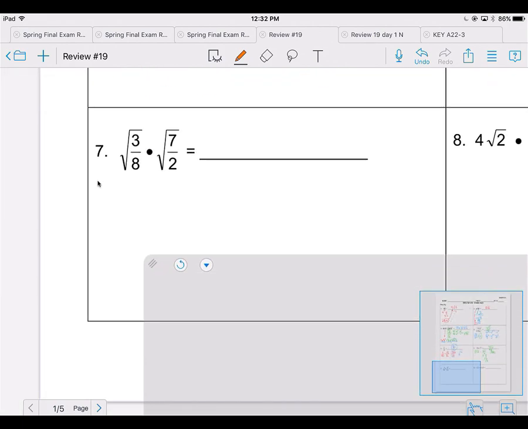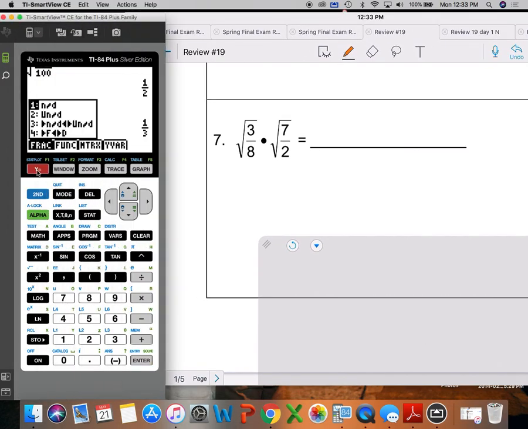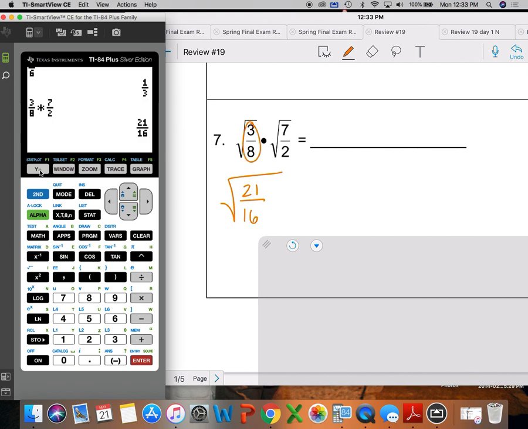Now, problem 7 was one of the most missed ones on the quiz. This problem, we type in the square roots and it doesn't work nicely. However, what most people didn't think to do is see if you can do the multiplication inside without the square roots. So when I type in 3/8 times 7/2, that simplifies to the square root. I haven't done anything to get rid of the square root. I've simply multiplied what's under the square roots without the square root, because the square root didn't work nicely.